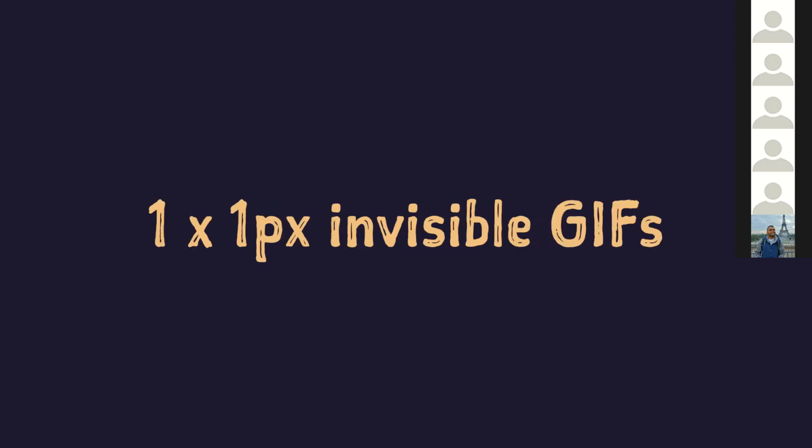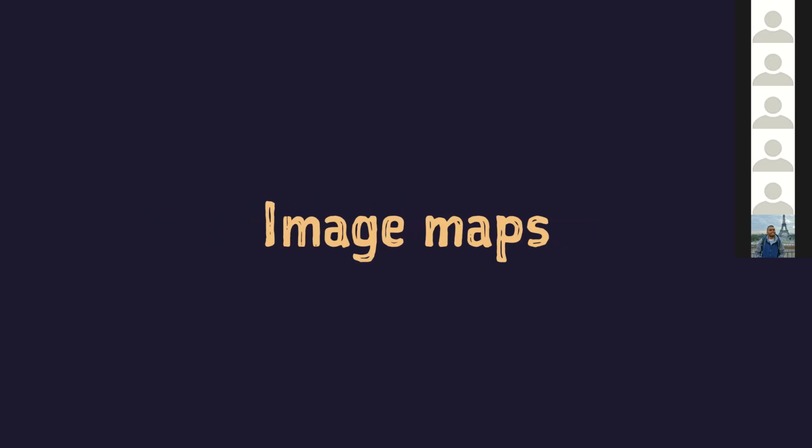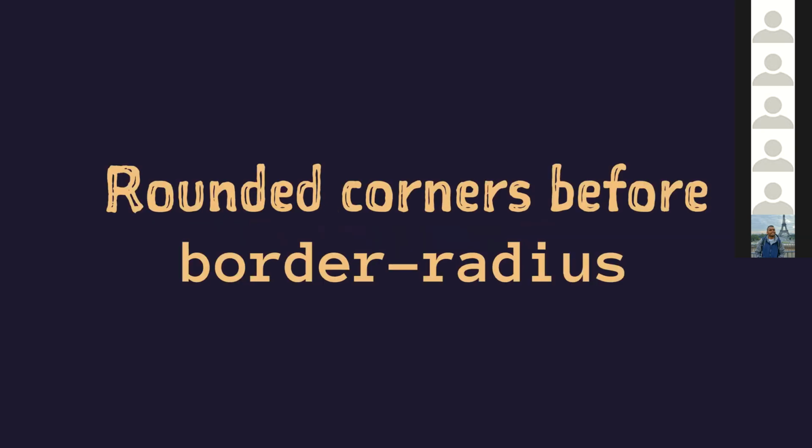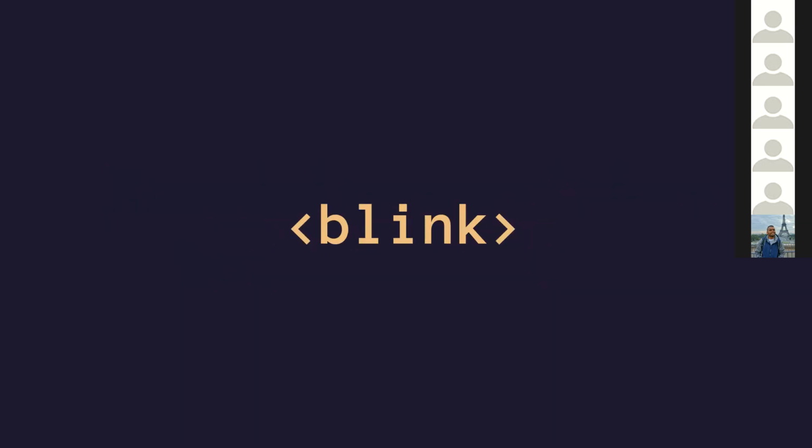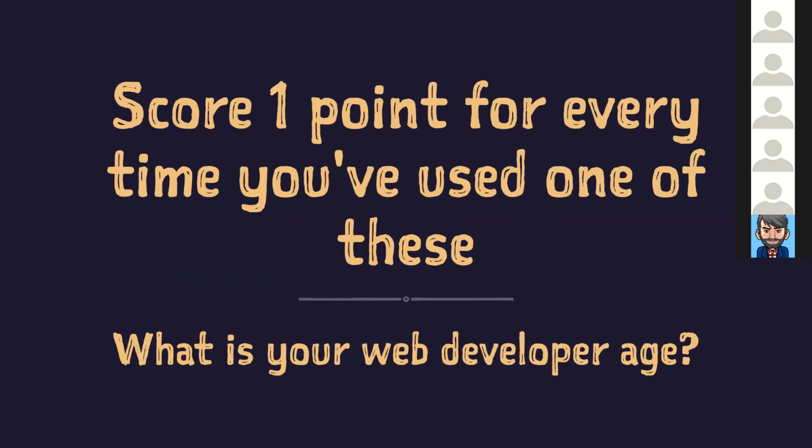Who did 1x1 invisible GIFs for layout? That was a bit of a classic. This stuff used to be super hard and kind of ridiculous. And the old classic image maps for clicking giant images and having special shaped buttons and so forth. And even recently, rounded corners before border radius came in, that was kind of nasty. This old classic, blink. Inline JS. So yeah, 1 point for every time you've used one of those before, and that is your web developer age. So stick your score in the chat.